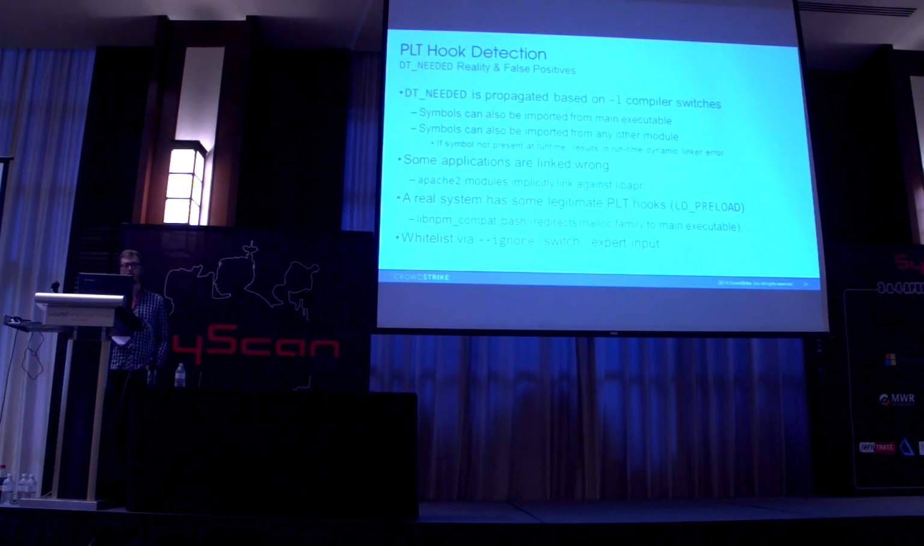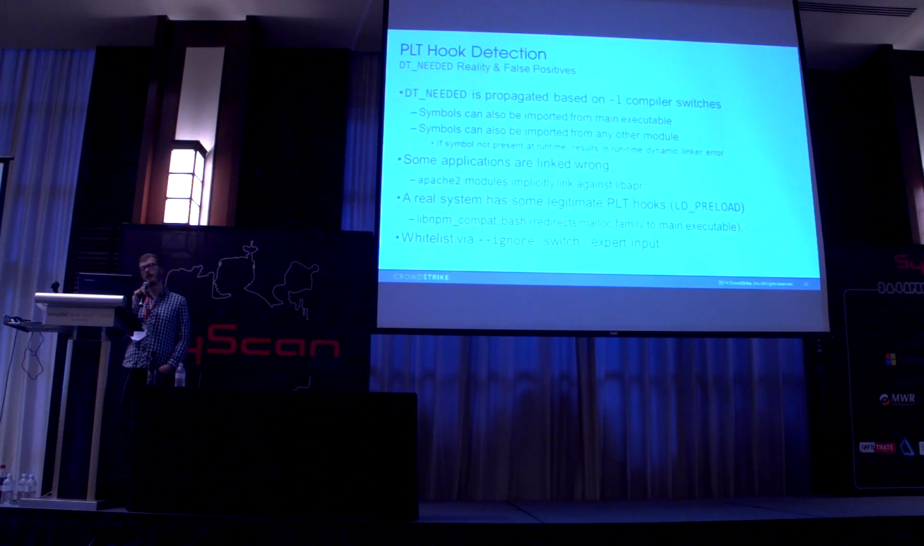And then a real system has some legitimate PLT hooks, which are usually due to LD_PRELOAD libraries. So there's this libnpm_compat, which, as I said, in Debian, for example, the initrd does some UID shadow emulation and so on, and they have this libnpm_compat library which does that. It's loaded by LD_PRELOAD for everything spawned from the initrd. And of course, some processes will survive the boot process. And bash actually redirects malloc and the other heap functions to the main executable to use their own heap allocator. So there's a bunch of things that you'll always see in anything.